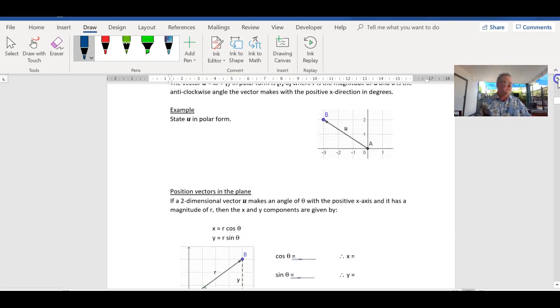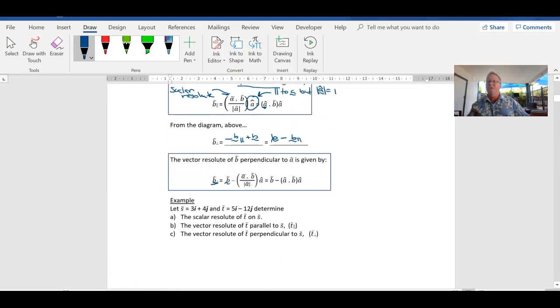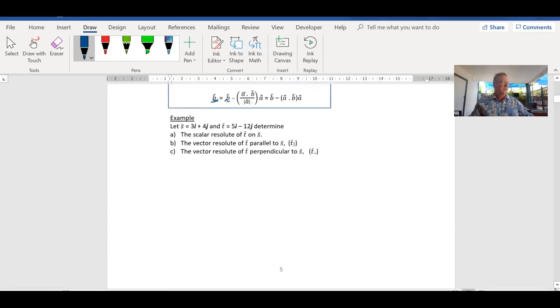Using S and T. S is 3i plus 4j. T is 5i plus 12j. So, same sort of examples that we've just used previously. Let's borrow a few things from there. Firstly, the scalar resolute of T on S. Same thing that we did before. That is the dot product of S and T on S, so on the magnitude of S. Previously, the dot product of S and T we worked out to be negative 33, over the norm of S, which we previously worked out to be 5.